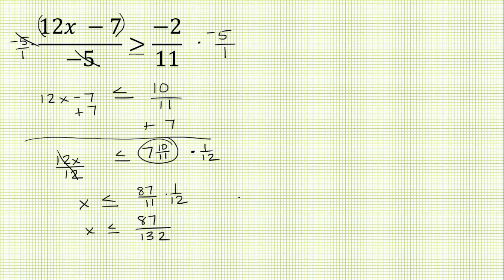Now let's see what the graph is going to look like. 87 over 132. Well, the or equal to is what's new here, and I want to show you what to do. You put a solid dot instead of a hollow dot because we do include this number in our solution. X can be that or anything less than that. And so you can shade to the left to show the rest of the solution.